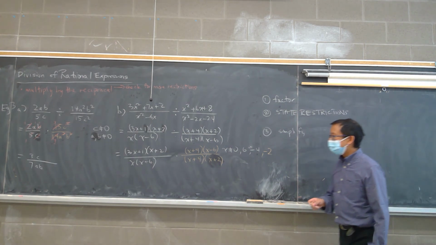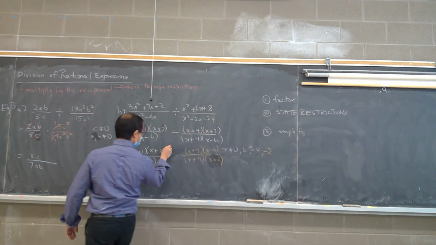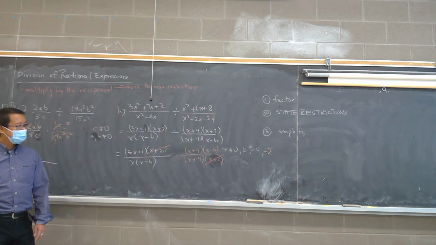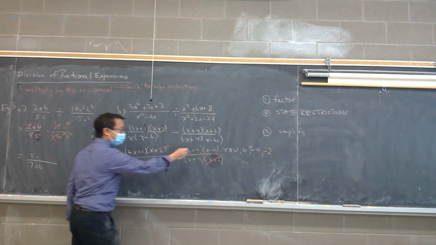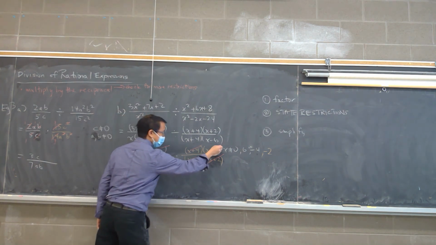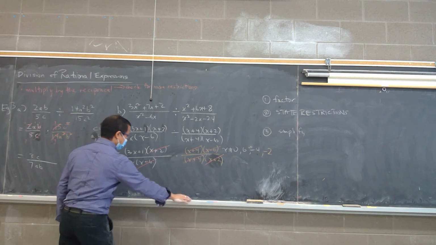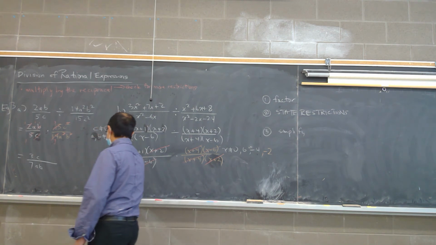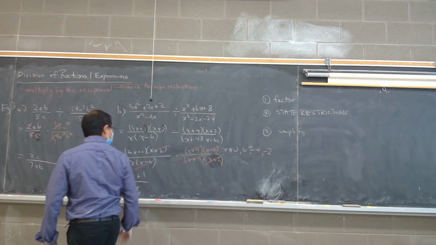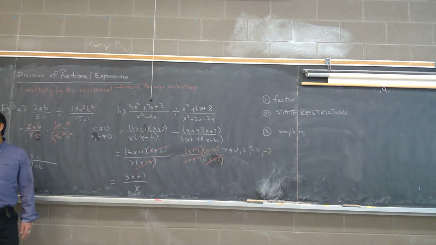So let's start dividing things out. Make this x plus 2, not x plus 2. This x plus 4, and this x plus 4. And this x minus 6, and this x minus 6. Holy cow. So what's our final answer? 3x plus 1 over x, with those 4 restrictions.